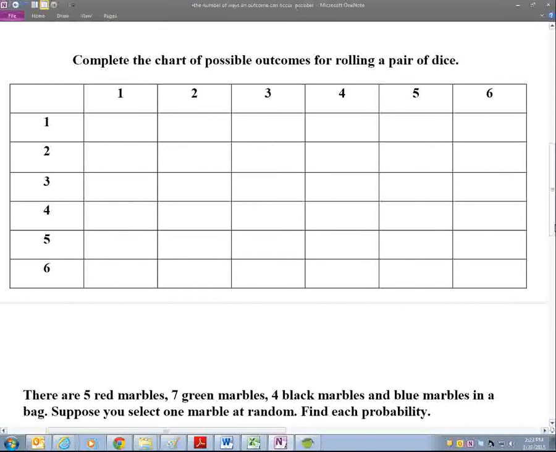It's very clean cut, very straightforward. Those of you who struggled over the last couple weeks in this class, this should be better for you, especially today, okay? Now, complete the chart of possible outcomes for rolling a pair of dice. Now, we are not talking about adding up the digits on the die, okay? We're talking about just two individual dice being rolled.